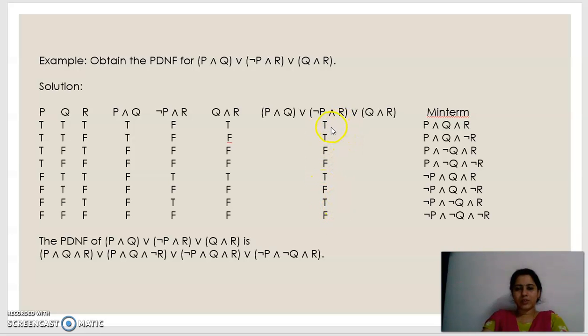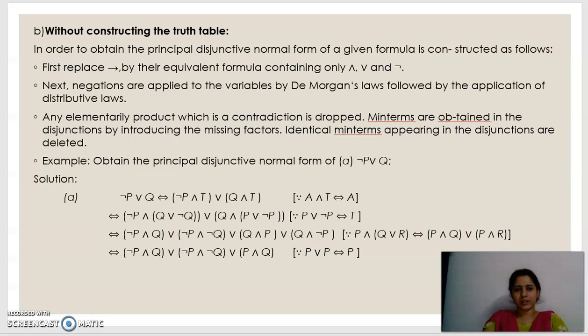As we always take only the true values, the first 2, 5th and 7th columns are taken, and these are the minterms related to that. So take the first 2, 5th and 7th column minterms and connect them by the disjunction. And this is how we find the principal disjunction normal form by using truth values.